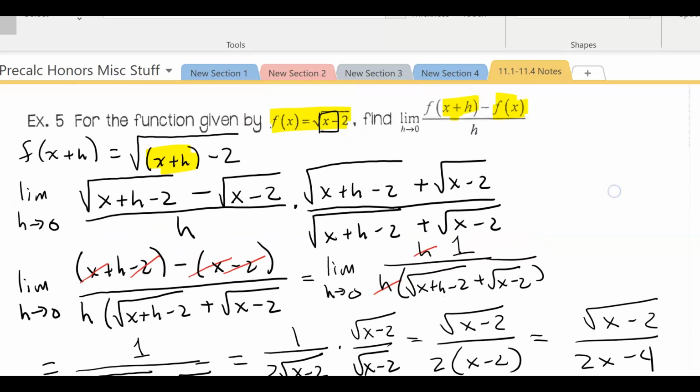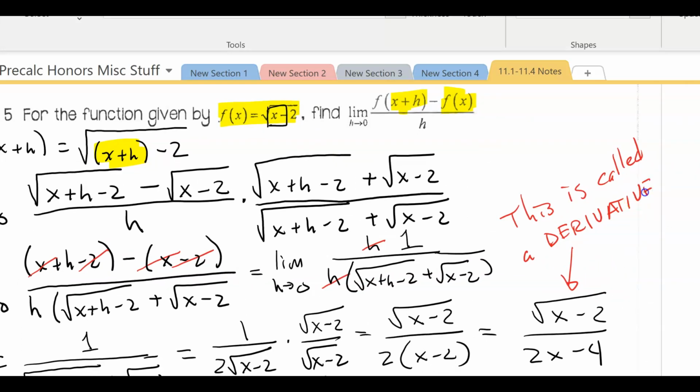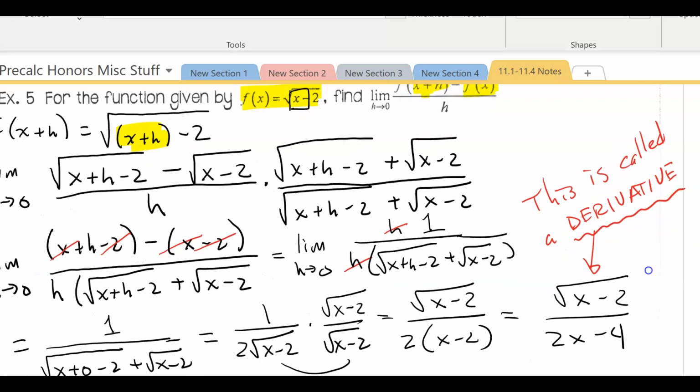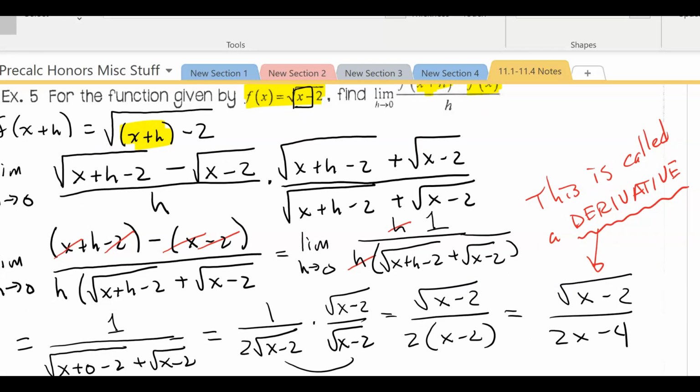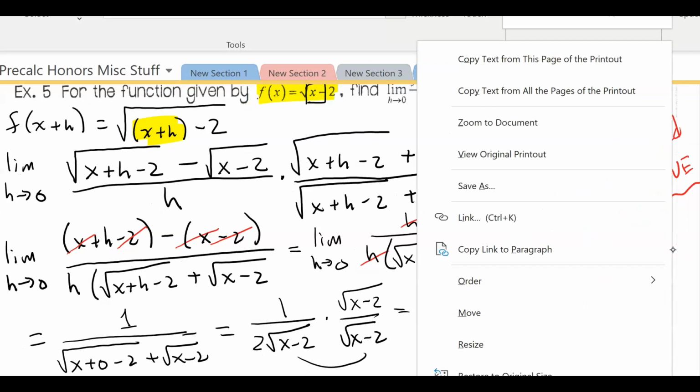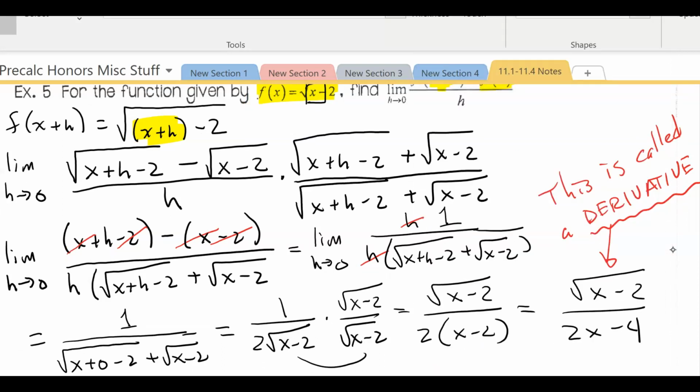All right, so what this turns out to be is called a derivative. Okay, and we'll talk more about this later in the semester, but again, this is our first glimpse into calculus. For those of you that may know how to find certain derivatives already, make sure you know how to find a difference quotient, because that's what I'll be assessing you on.